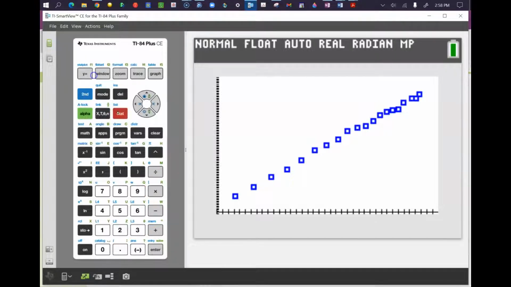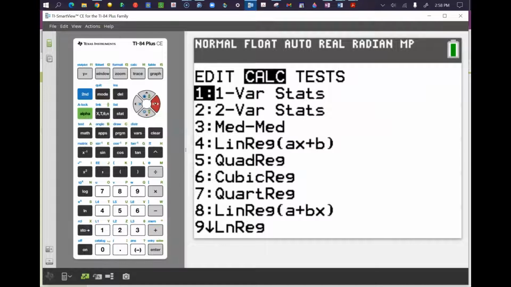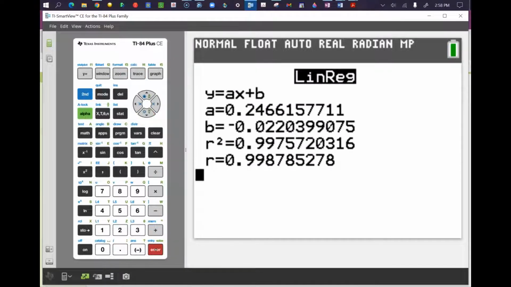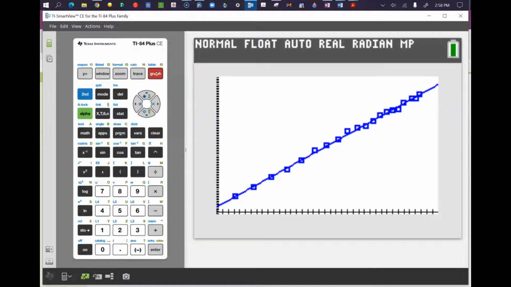So we would do stat, calc, linear regression, item 4 or 8, doesn't matter, but make sure you pick the lists that have the transformed data. So list 3 is the length, and list 5 is the cube root of the weight. Frequency list is blank. We're going to store the regression equation in Y1, and we're going to go ahead and calculate this, and we now have this line of best fit. You can see the values for r and r squared are very close to 1. We're going to graph this and see if it fits our scatter plot of the transformed data, and it does.